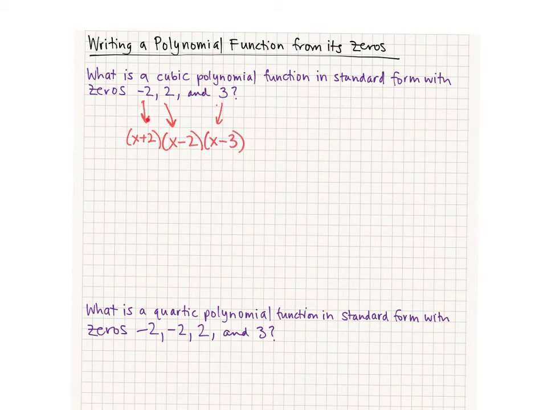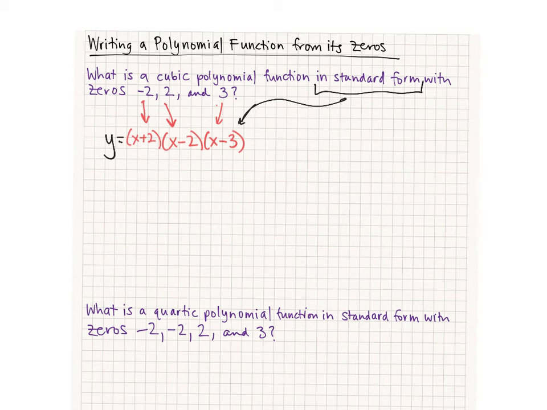So this is basically taking the opposite, right? What factor makes 3 a 0? Means 3, it makes it 0. So you subtract that number from your x and make it a factor. So this would be the cubic polynomial function. And then they put in this part about being in standard form. So this is not standard form. In order to get it in standard form, you need to multiply it all out.